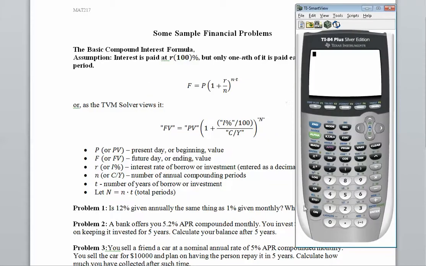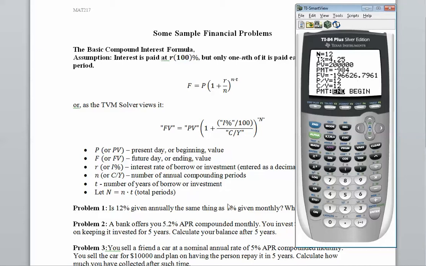So to pull the program up on your calculator, go to the apps button, that's right here. And we want to pull up option number 1, finance. And we're going to pull up TVM Solver. And in the TVM Solver now you notice here's I percent, here's PV, here's PMT, which we'll talk about later, FV, and then PY and CY.